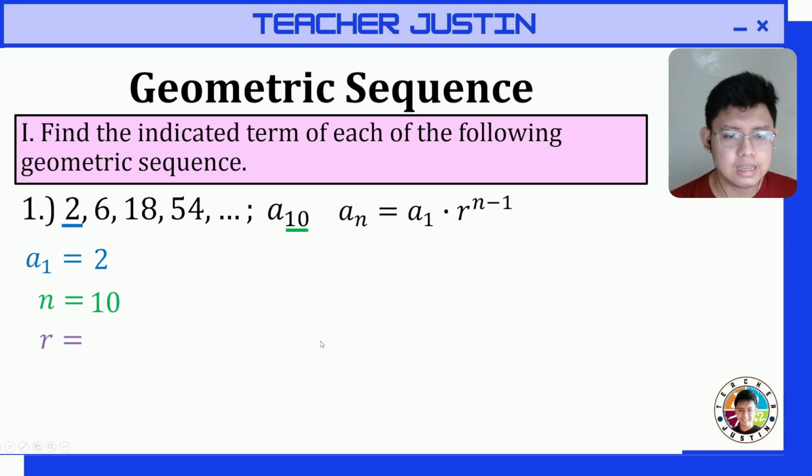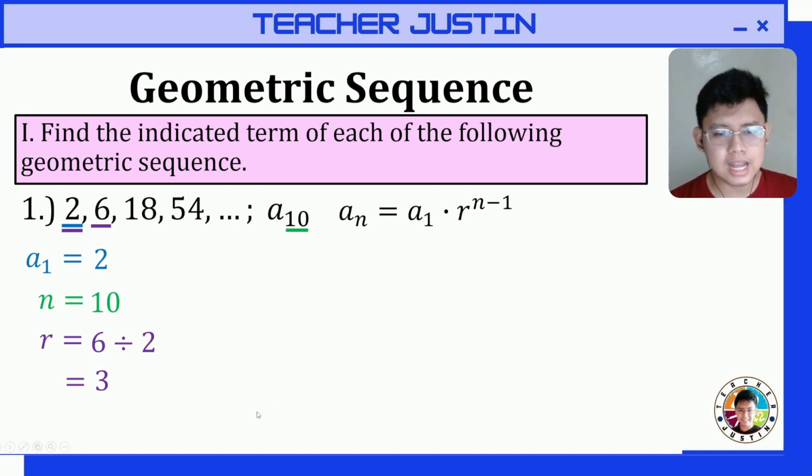Tapos yung ating common ratio. So to get the common ratio, the formula is the second term divided by the first term. So 6 divided by 2, our common ratio is 3. Ayan. Nakuha na natin yung ating given. First term, number of term, and the common ratio. Let's substitute them to our formula.